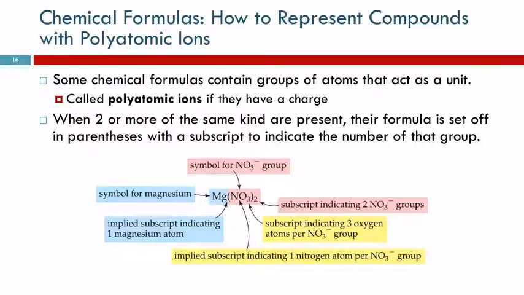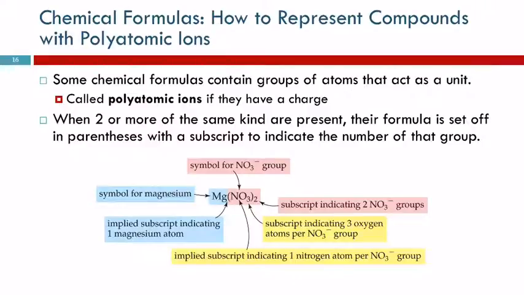This is a little bit like shopping at Costco. You can't buy one bottle of ketchup at Costco. There are two, and they're shrink wrapped together, right? So this is like the bundle pack, the NO3. They are shrink wrapped together, and the shrink wrap is the parentheses. Outside, it's telling you how many bundles you have.